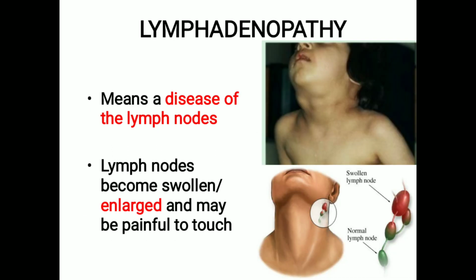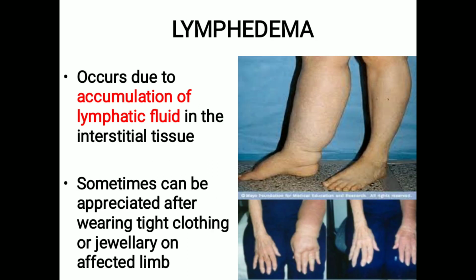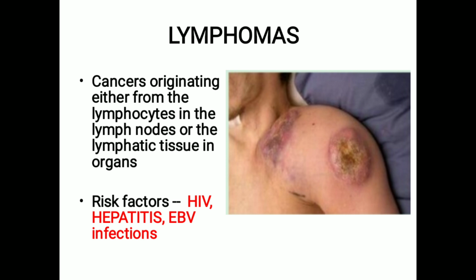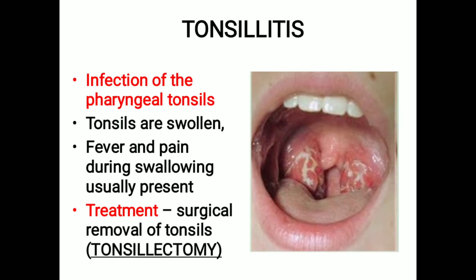Lymphadenopathy means a disease of the lymph node. You can see the enlargement of the lymph node here. The enlarged lymph node becomes swollen and may be painful to touch. When you touch it, it will be painful. You can see the difference between a normal lymph node and an enlarged swollen lymph node. Lymphomas: cancer originating either from lymphocytes in the lymph node or in lymphatic tissue in an organ. Risk factors include HIV and hepatitis. You can see the lymphoma here.